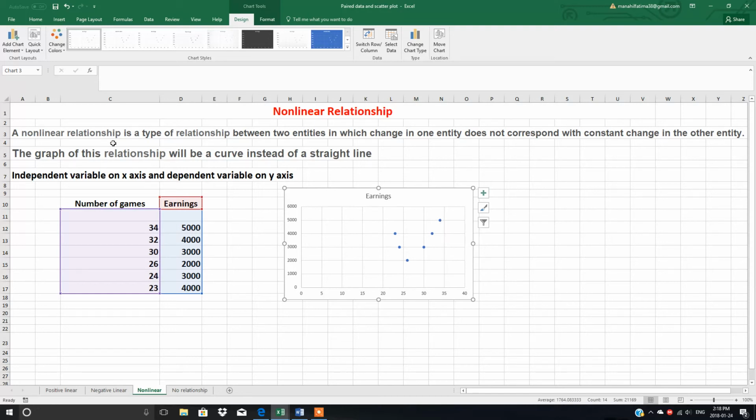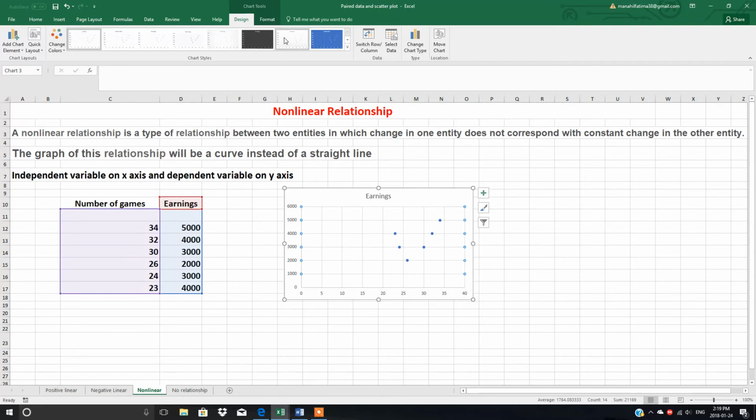A non-linear relationship is a type of relationship between two entities in which change in one entity does not correspond with a constant change in the other entity. See, it is decreasing, now increasing. So these are the number of games, dependent and independent variable. So in a non-linear relationship, you will get a curve instead of a straight line.